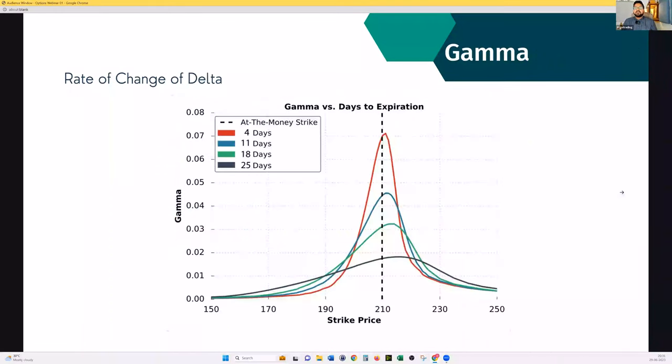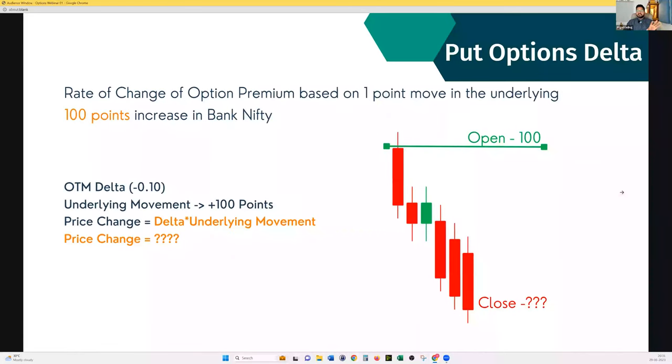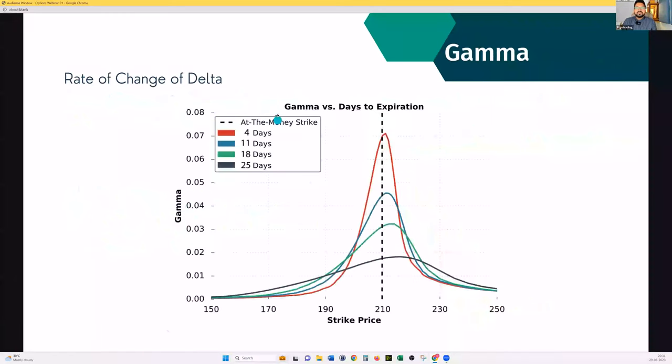Nice. Okay, now let me just go to gamma. See, you guys now would have understood delta very well. So how many of you did not understand? Okay, let me take it on the positive note. How many of you understand delta very clearly? Yes. Good. Thank you so much. Okay, so now let me just move to gamma.